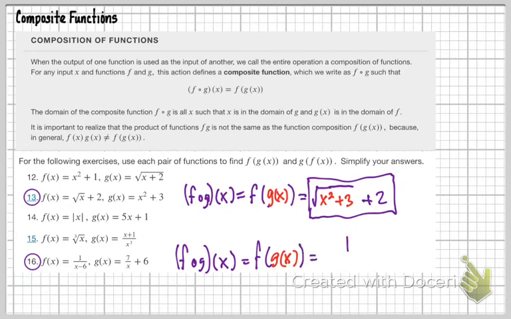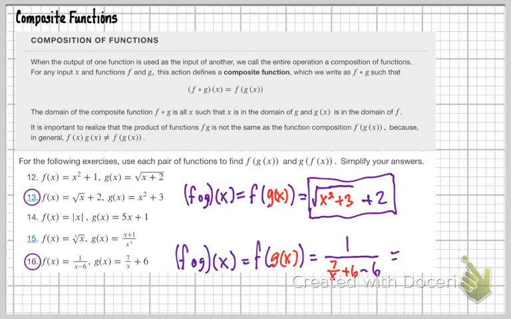So with f, I have 1 over, I ran into an x there, so I have to put in g of x, which is 7 over x plus 6. And then I have a minus 6. So this is what the new function is going to look like. This is what f of g would look like for number 16 here. So now we can simplify this because 6 minus 6 is 0.